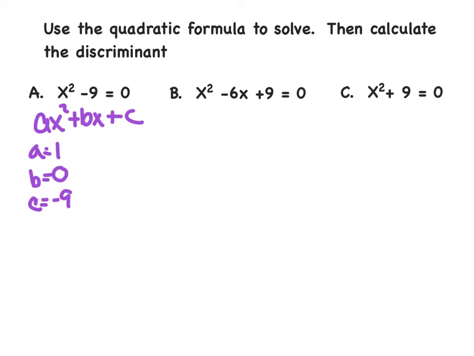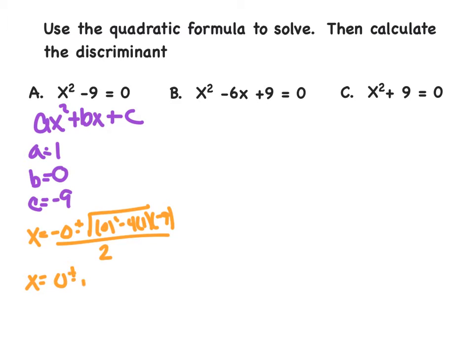Now we just throw it all together. x equals negative b, so negative 0, plus or minus the square root. Use parentheses: 0 squared minus 4 times 1 times negative 9, all over 2a, 2 times 1. So let's see, we get x equals 0 plus or minus the square root of 36 all over 2. Square root of 36 is going to be, now notice I'm not going to lose that plus or minus, plus or minus 6 over 2, which turns out to be plus or minus 3. So I would say we have two solutions, negative 3 and positive 3.